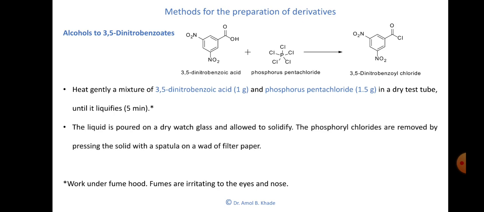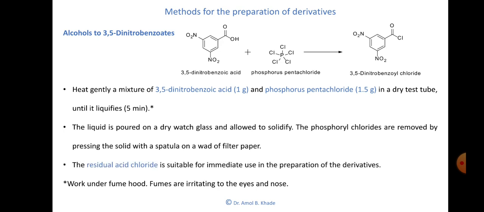Once the mixture is liquefied, the liquid is poured onto a dry watch glass and you allow it to solidify. The phosphoryl chloride is removed by pressing the solid with a spatula on a wad of filter paper. You can easily do this, and then you can remove the unreacted compounds. The residual acid chloride is suitable for immediate use in the preparation of derivatives.